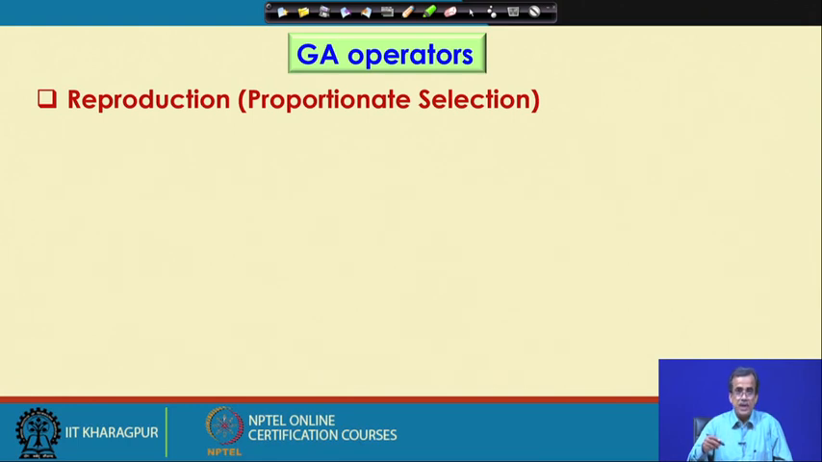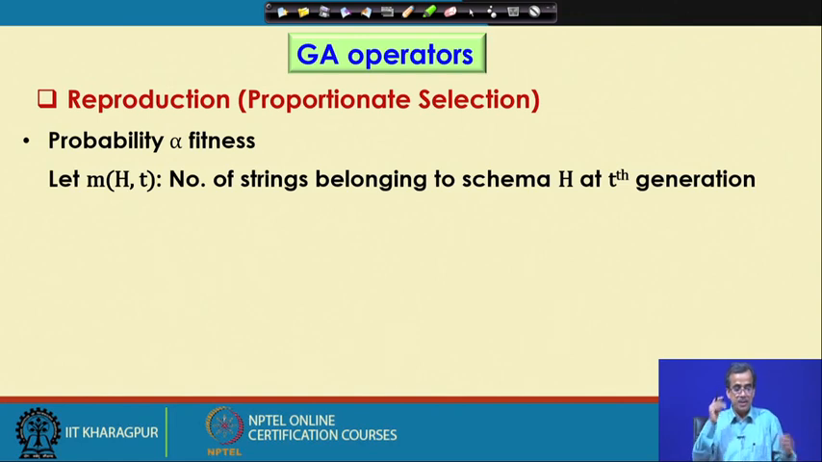Now, I am just going to concentrate on the GA operators, and let me start with the proportionate selection, that is nothing but the roulette wheel selection, where the probability of selection in the mating pool of a particular GA string is proportional to the fitness. The higher the fitness, the more will be the probability of being selected.